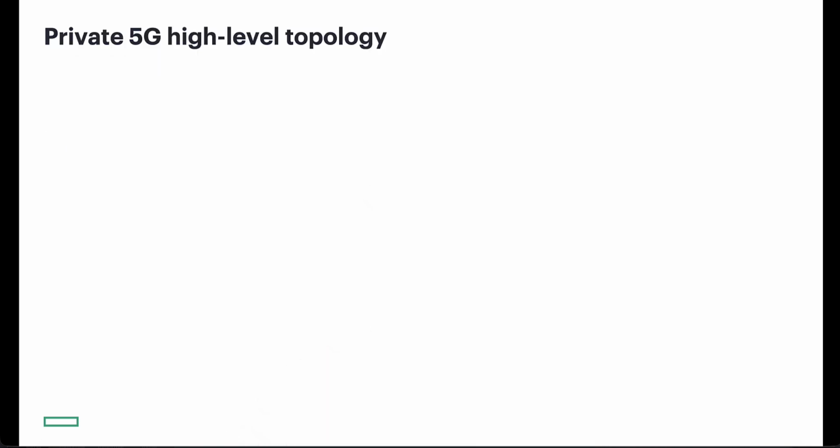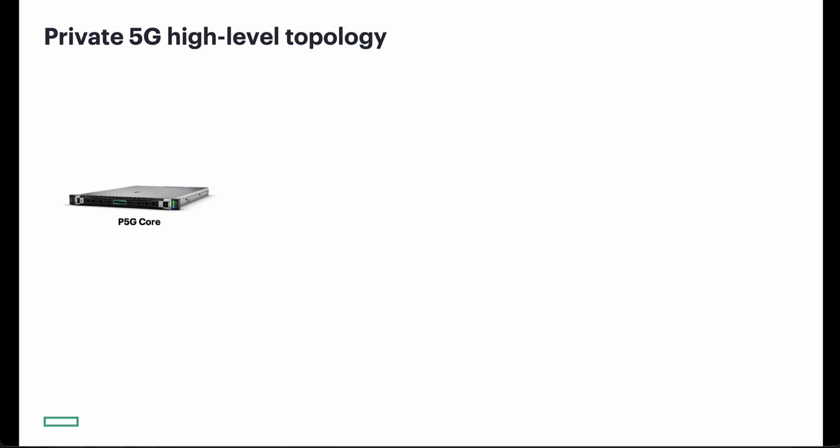Let's begin with a quick overview of the private 5G topology to understand what we are deploying today. At the heart of the setup is the M2000 core, which is pre-provisioned, pre-configured, and preloaded with all necessary containers or virtual machines before it's shipped. This allows for zero-touch provisioning, or ZTP.